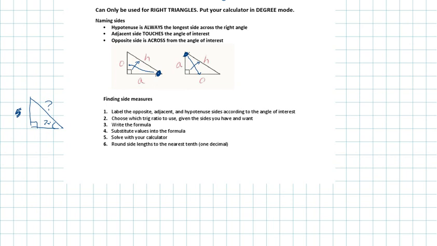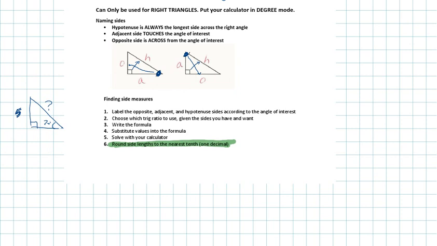Write the formula, substitute values into the formula, solve with your calculator, and round the side length to the nearest tenth. Side length has to be to 1 decimal place in trigonometry. I don't know how many times I get asked that question. This is the rule: unless the question specifies otherwise, you're going to leave your side length to 1 decimal place in trigonometry.